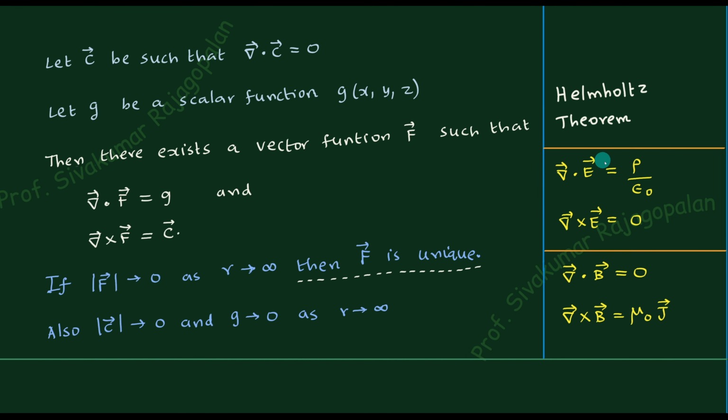So based on the Helmholtz theorem, we make a straightforward conclusion that given the divergence and curl, we can uniquely determine the electric field itself. So that is the conclusion that we are going to gain from the Helmholtz theorem.